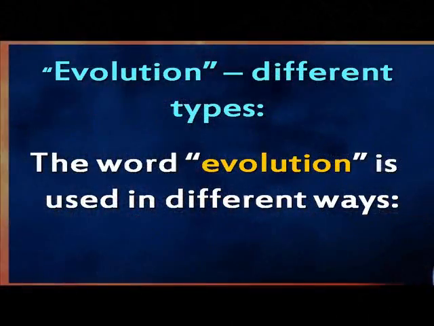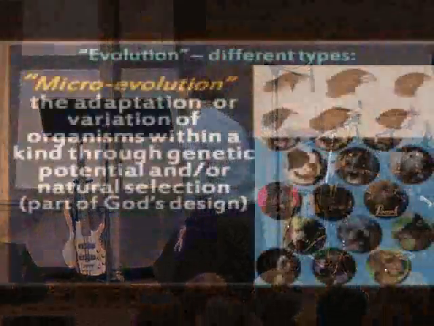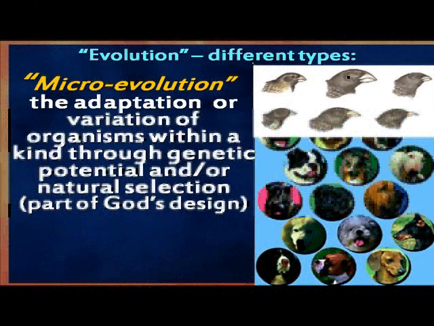There really are two types of evolution. Here they are, microevolution. And I've used this term. I agree with this term. I would rather use the word adaptation than microevolution. It's the adaptation or variation of organisms within a kind of organism through genetic potential and or natural selection. Another word that is used in biological terms is phyla.